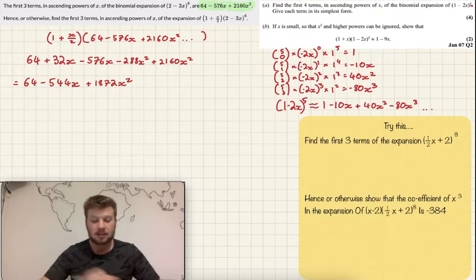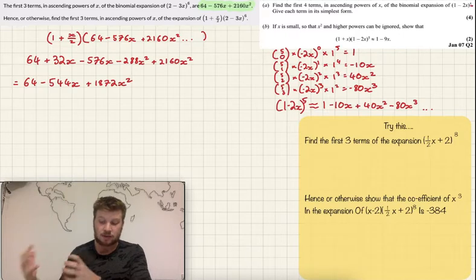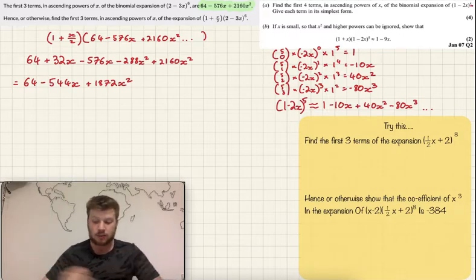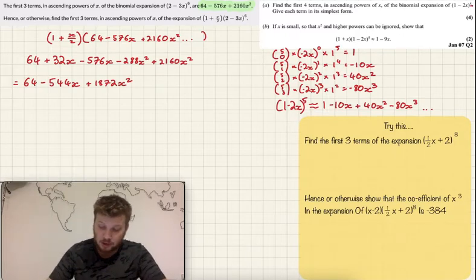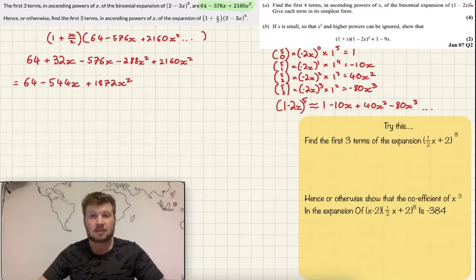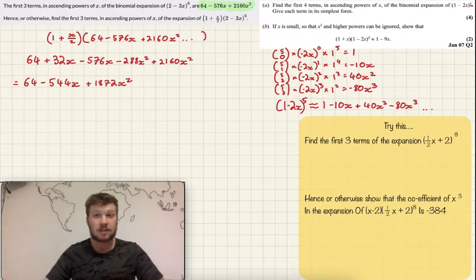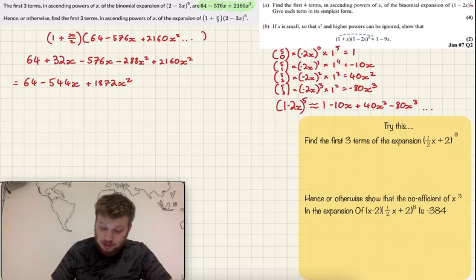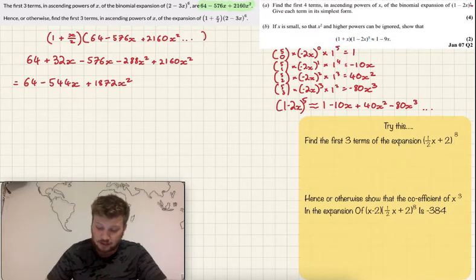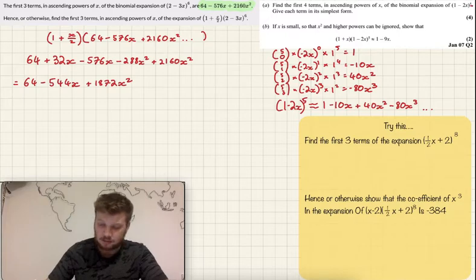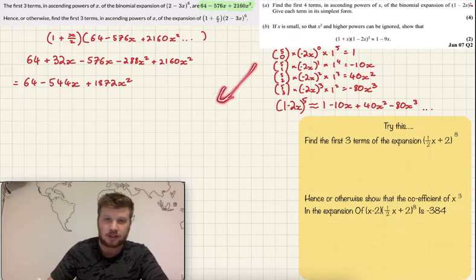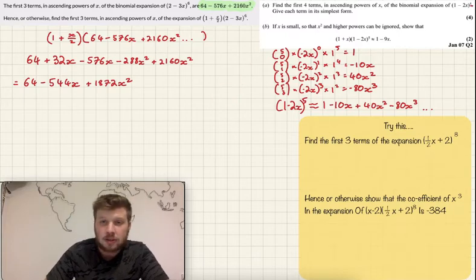Part B says if x is small, so that x squared and higher powers can be ignored, show that this is roughly equal to 1 minus 9x. So what that means then? Well, x is small, so therefore if I'm going to put these two things together and I'm going to get something which is bigger than x squared, I don't need to include it. So really all I'm doing is just thinking about this as some form of quadratic. I'm just going to do some working out down here. I get 1 minus 2x to the 5 and 1 plus x.